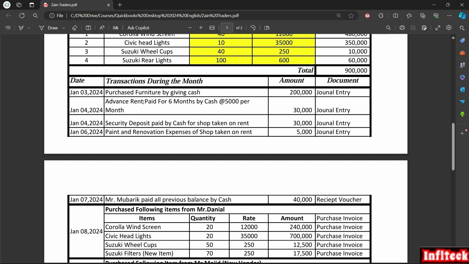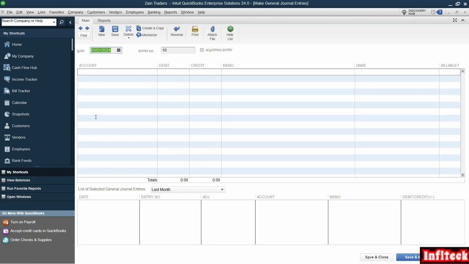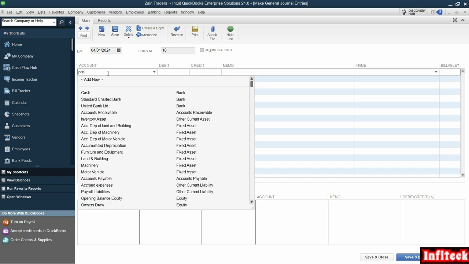If you want to gain more information on prepayments, just search for it online and you will definitely get more description about it. So this one is for 4th of January 2024, and let's mention the prepayments here. So let's write prepaid.